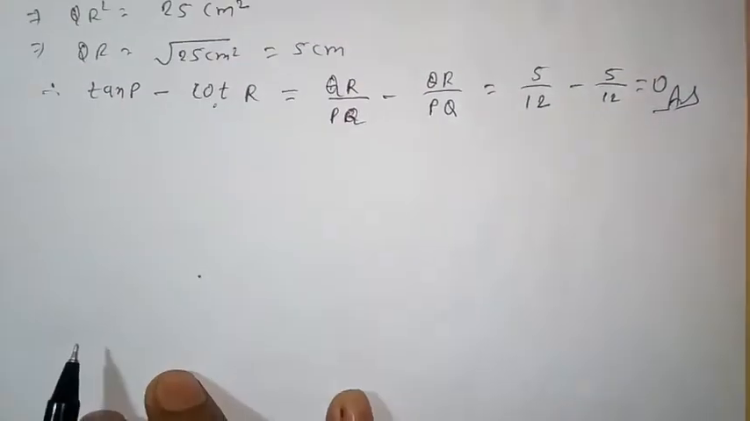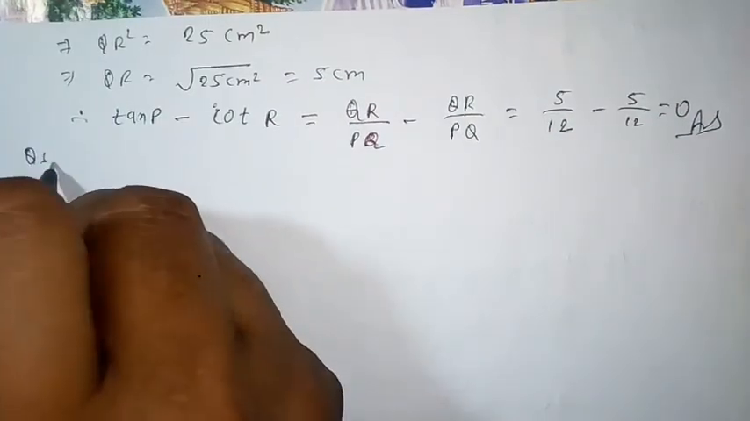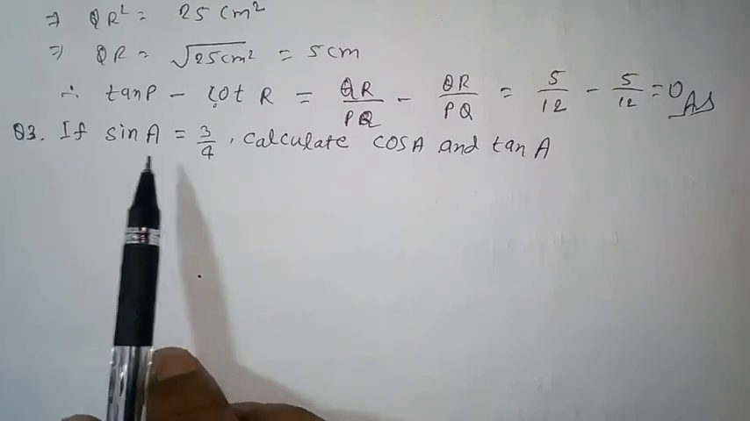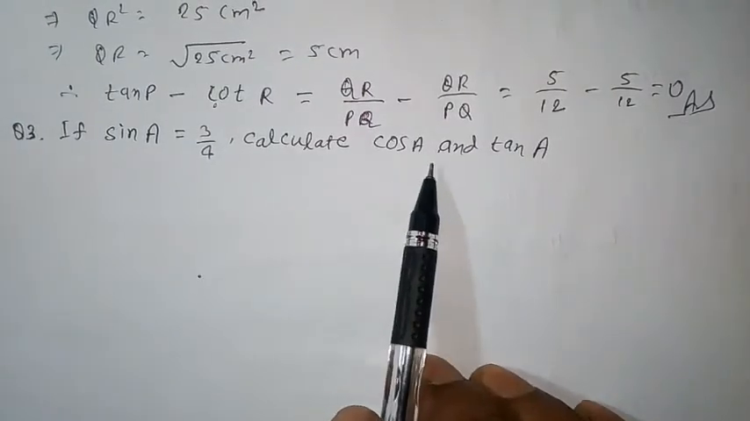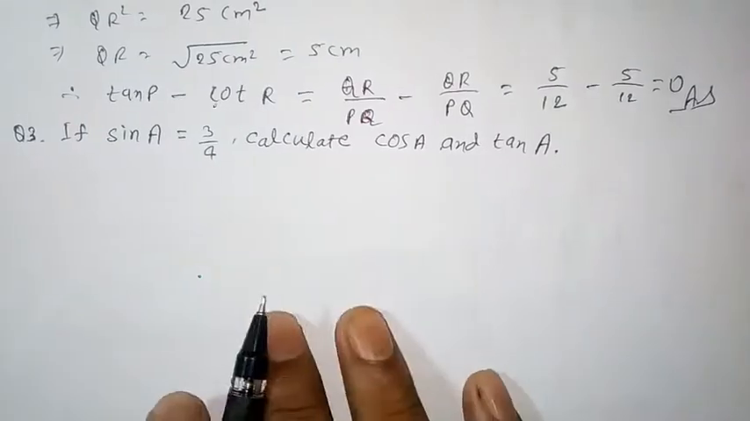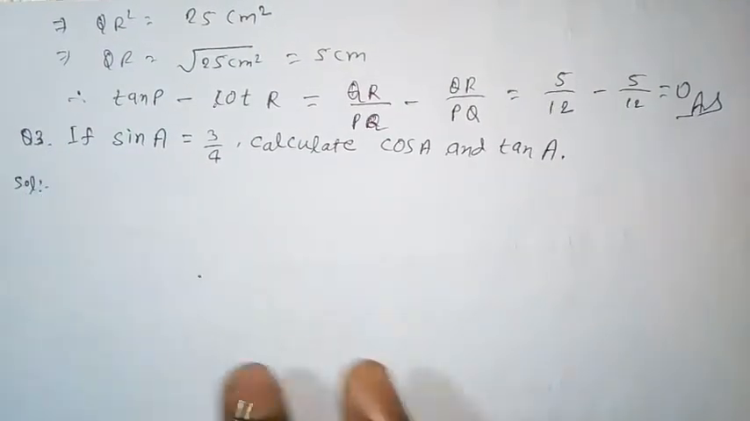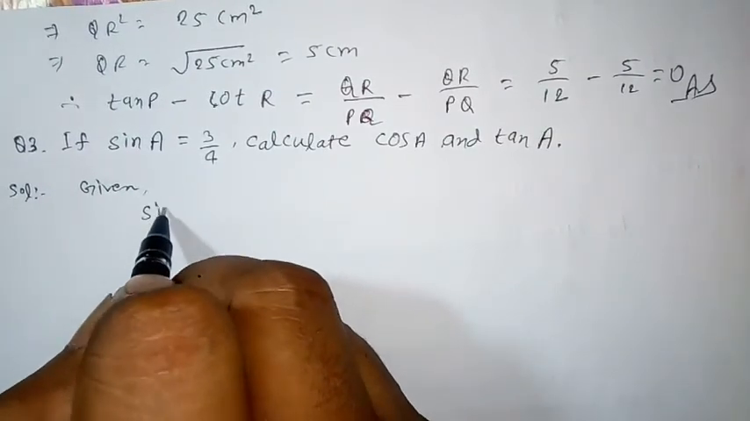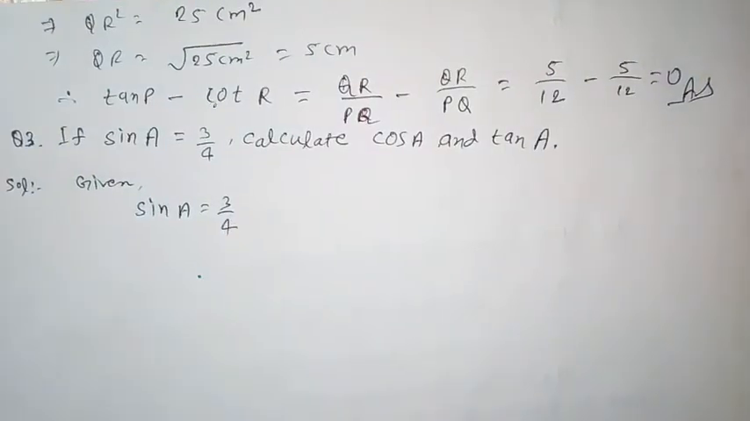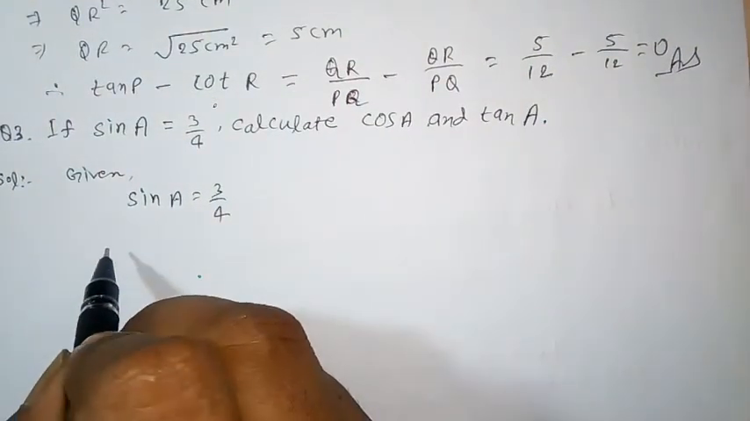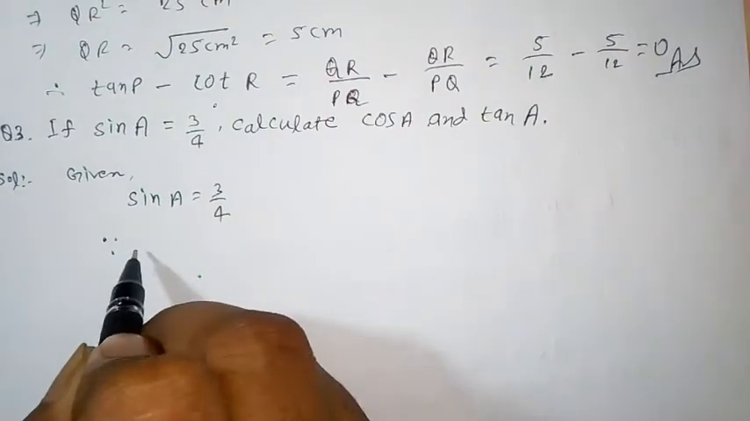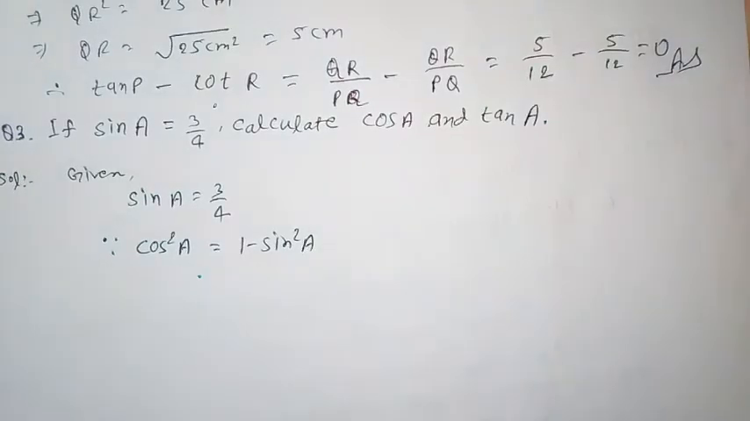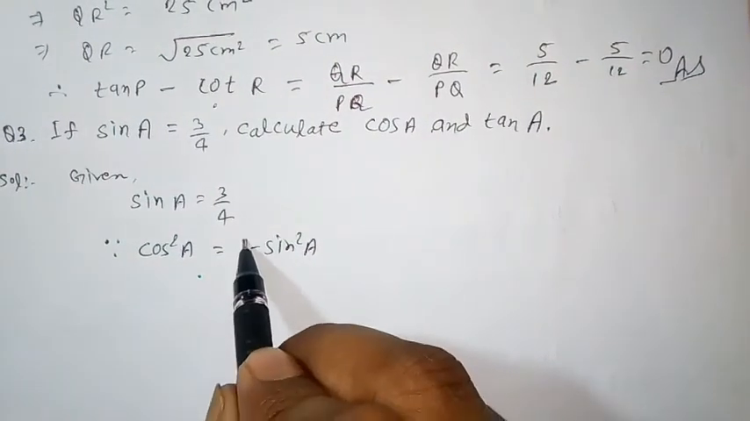Now, question number 3. Question number 3. If sin A is equal to 3 by 4, calculate cos A and tan A. Solution. Given sin A is equal to 3 by 4. Okay. Because cos square A is equal to 1 minus sin square A. Okay, we also know this formula.